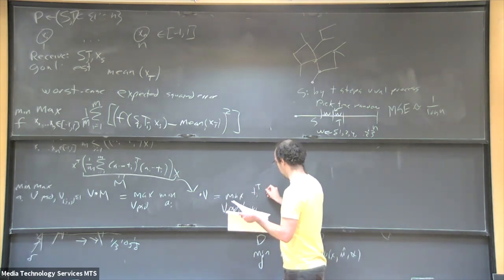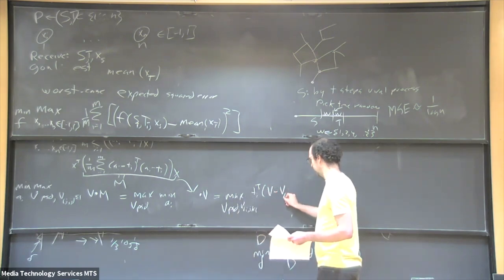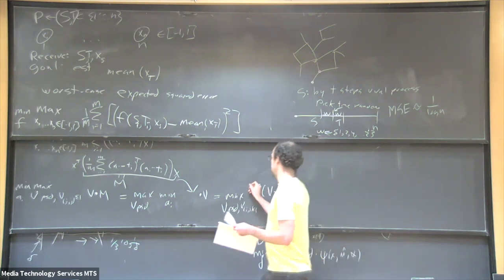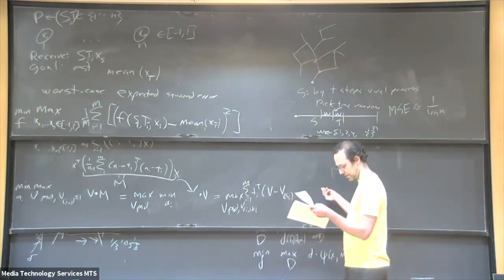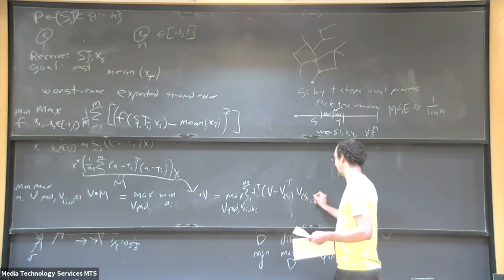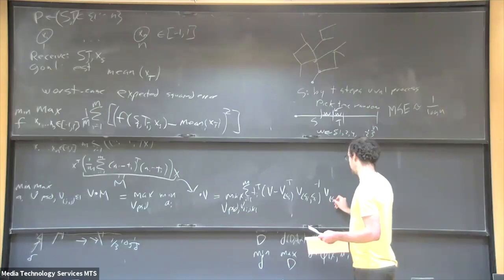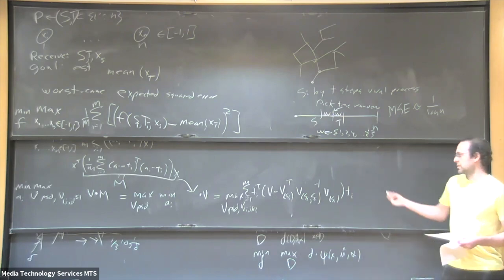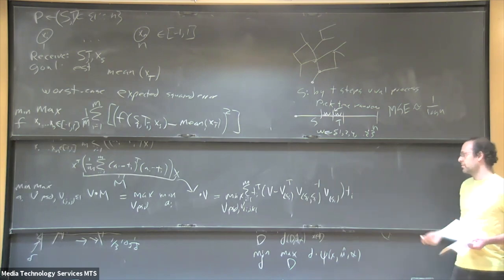Ti transpose V minus V restricted to the rows Si. This is sum over all V restricted to the rows Si, V restricted to both the rows Si and the columns Si, inverse, times V restricted to the rows Si. So this is some expression that you get from solving some linear system.